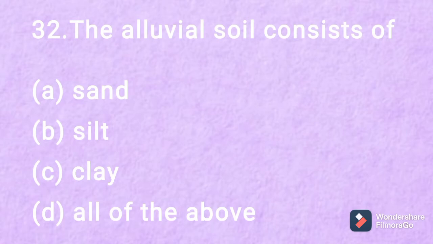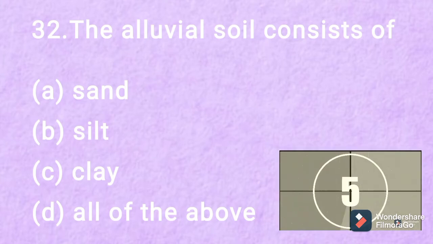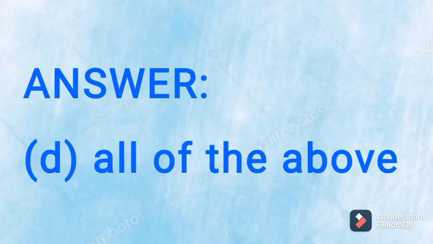32nd question. The alluvial soil consists of option A, sand. Option B, silt. Option C, clay. Option D, all of the above. And the answer is option D, all of the above.